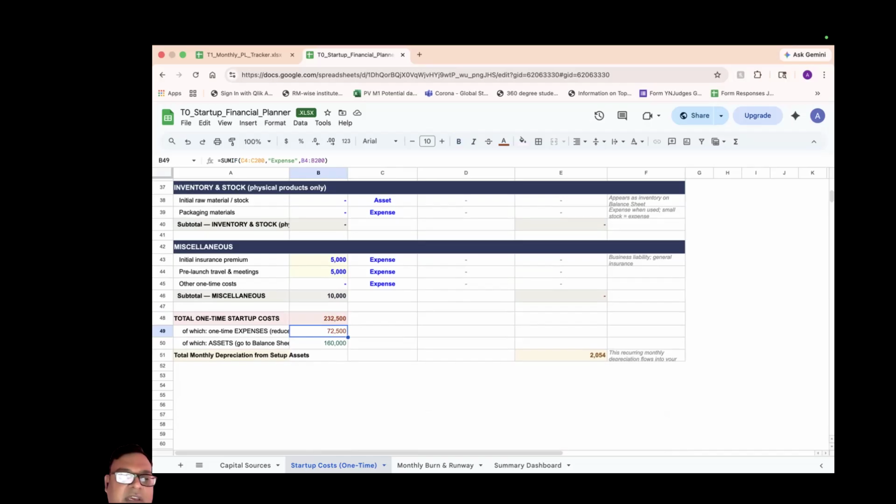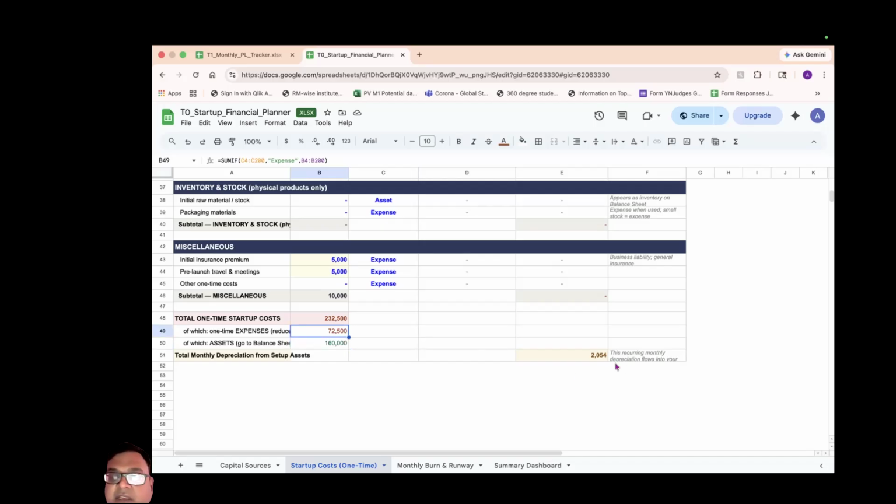Okay. And of which, let's have the split. One time expenses, which reduce profit immediately, 72,500. And the rest is going to go to the balance sheet, depreciated monthly, 1,60,000 rupees. So very simple. It's all about what is the asset and what are the other expenses. Just calculate this. These are the expenses, and these are the assets. You can see I've used the formula as well.